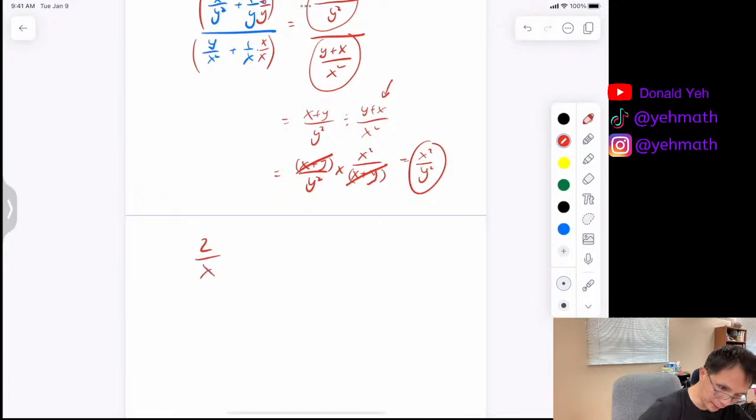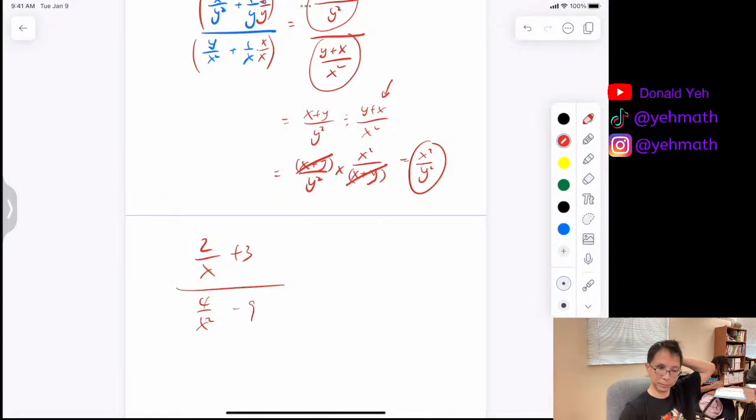Let's ask you to do one. So 2 over x plus 3. Be careful with this one though. 4 over x squared minus 9. And now, if you guys are smart, I'll teach you even better ways to do this question. There's actually an even faster way to do this question. So 2 over x plus 3 over 4 over x squared minus 9. 9 is an integer, 3 is an integer.